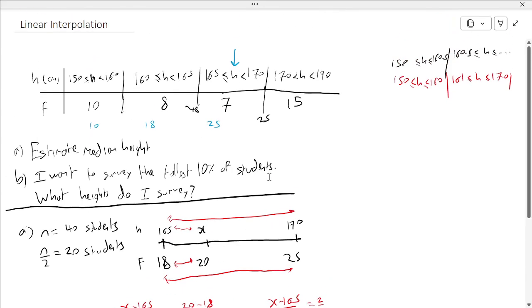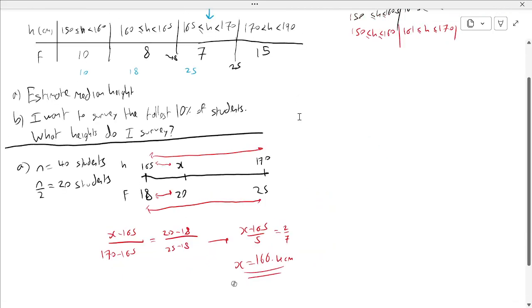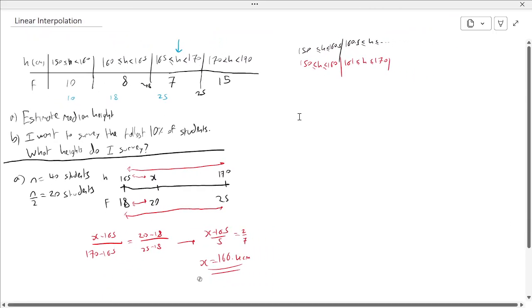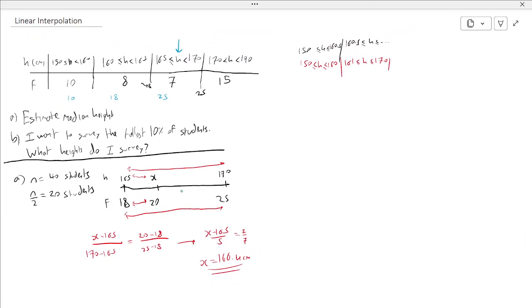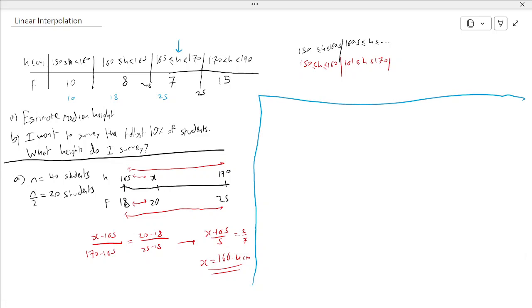Okay, part B. Let's do part B over here. I'll try and keep it on the same page, or in the same area, so we can look at all the information. I'll zoom out a bit. I want to survey the top 10% tallest students. What heights do I survey? What I mean by this question, I wrote it myself, maybe it's a bit messy, but I just mean how tall are the students I'm surveying if I'm just taking the top 10% of this sample.